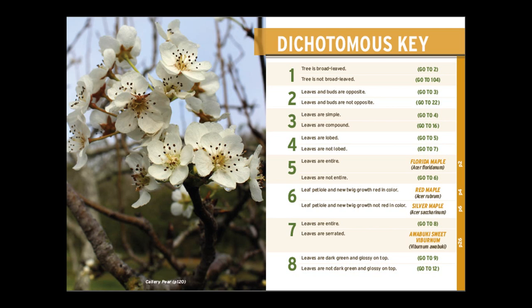And its leaves and buds are opposite. We're already getting to the opposite again, like I mentioned before, or leaves and buds are not opposite. And if it's opposite arrangement, you're lucky and you go to 3. If it's not opposite, you have to go down the list all the way to 22 and continue on with your adventure. But when you look at 3, there's only a few species that are opposite.